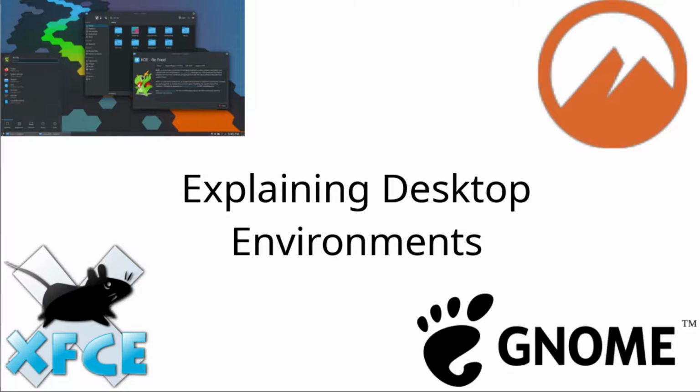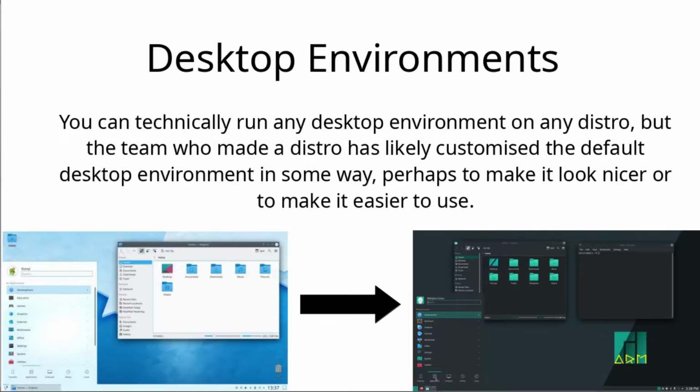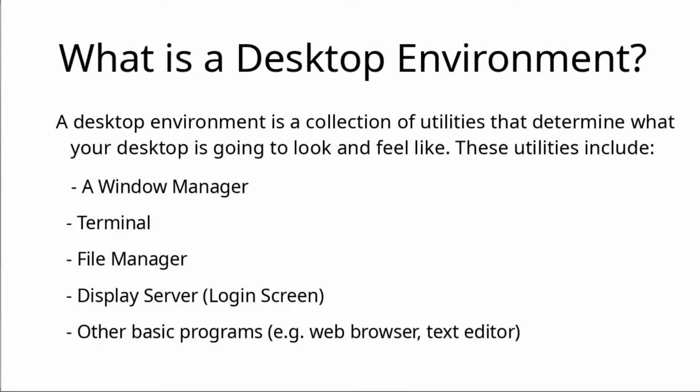An important aspect of distros is the pre-installed desktop environment. Now you can run any desktop environment on any distro, but for many the default desktop environment makes or breaks a first experience, and most distros will have some customization to the desktop environment. A desktop environment determines what your desktop experience is going to be like. They include a window manager and utilities such as a file explorer, volume and network control, default keybinds, panels, terminal emulator, and some basic programs such as a web browser and a text editor.